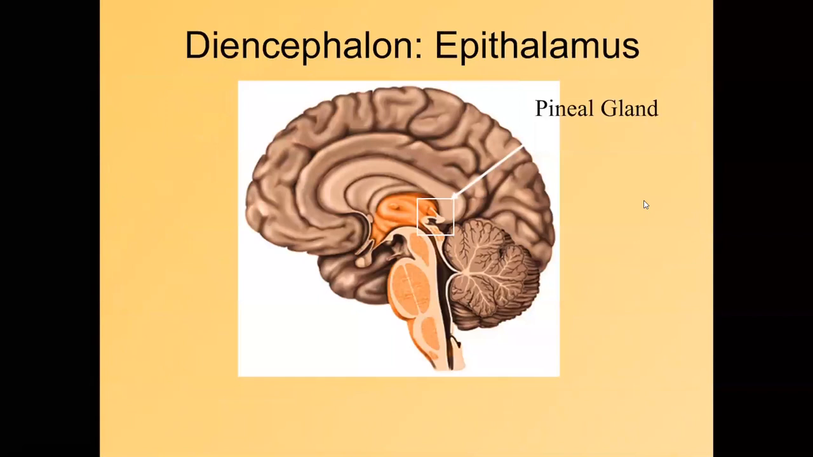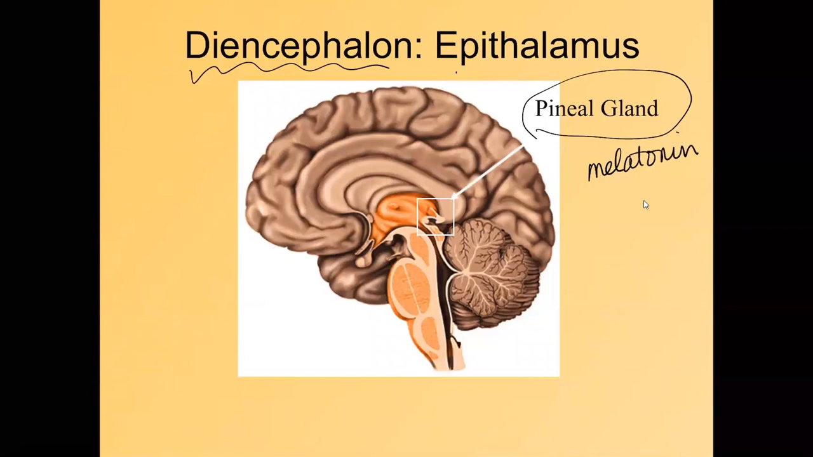Another part of the diencephalon, some places call it the epithalamus, but we've been learning it as the pineal gland. And you guys know that this releases melatonin, so it's going to help regulate your circadian rhythms.